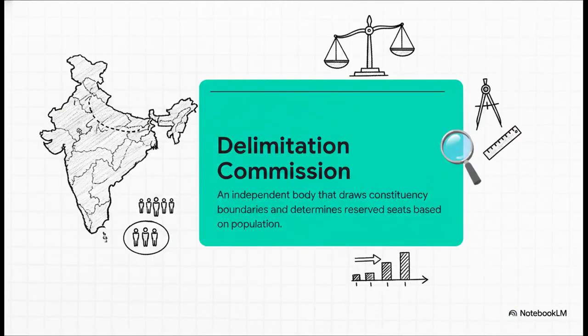So who gets to decide which seats are reserved, or even where the constituency boundaries are drawn? That is the job of this incredibly important body, the Delimitation Commission. It's totally independent, and its only job is to look at the latest population numbers from the census and draw a fair electoral map for the entire country. It's a vital, neutral referee in the game of politics.